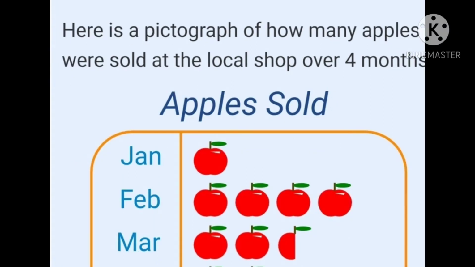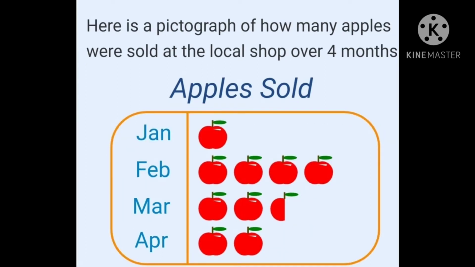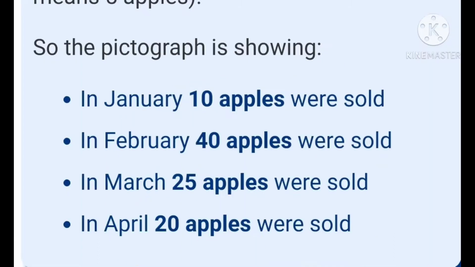In March month, there are 2.5 pictures of an apple, and in April month, there are 2 pictures of an apple. So, the pictograph is showing in January month, 10 apples were sold. In February, 40 apples were sold. In March, 25 apples were sold, and in April, 20 apples were sold.